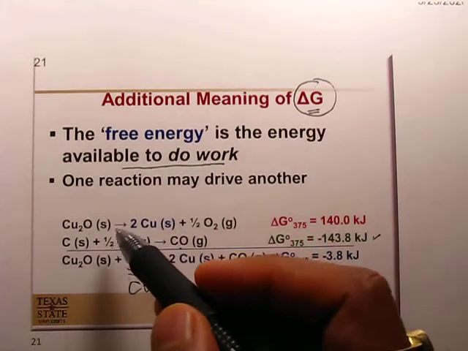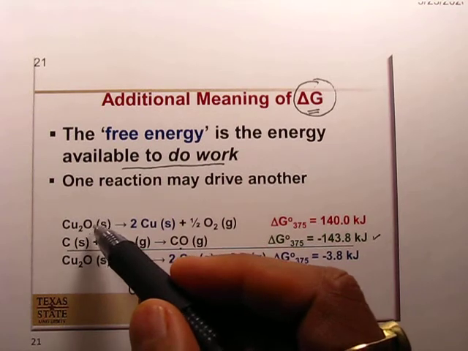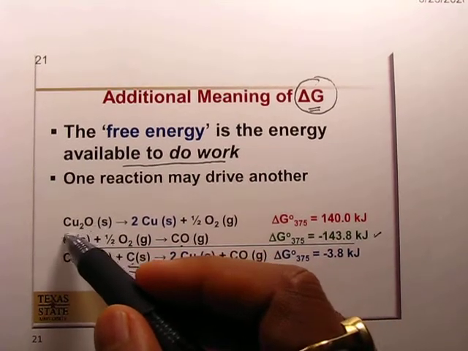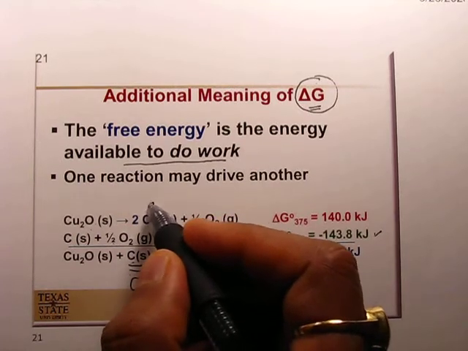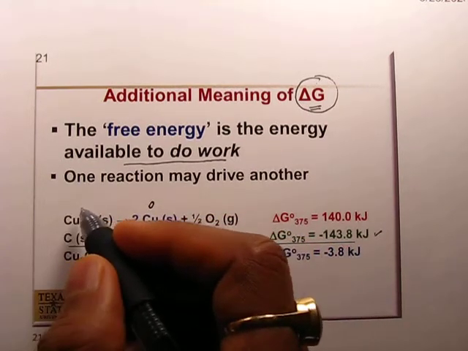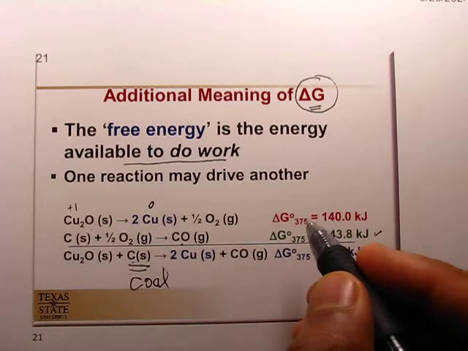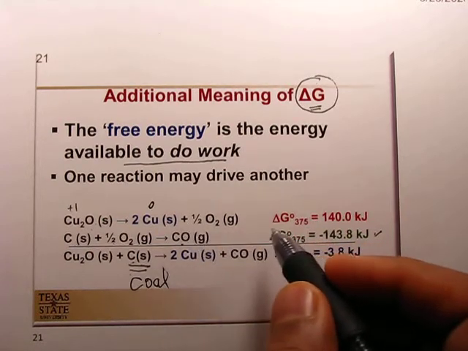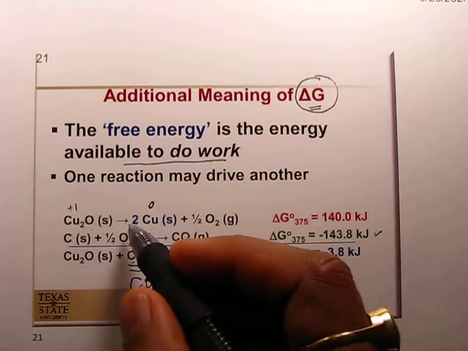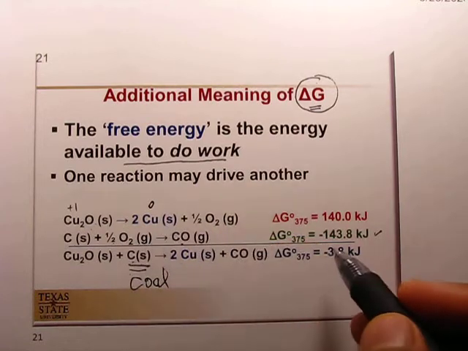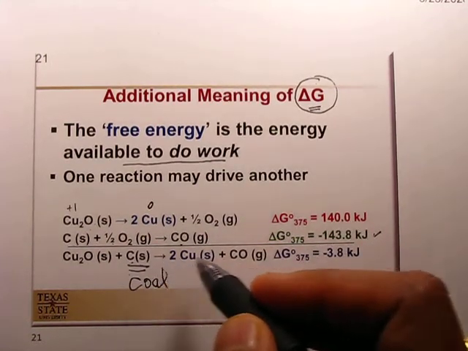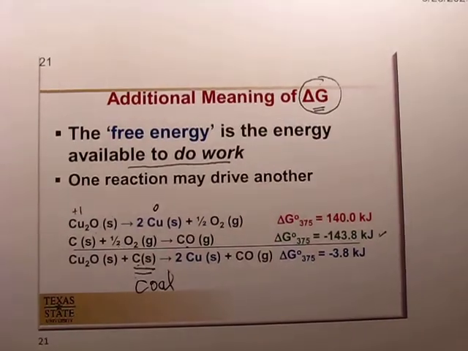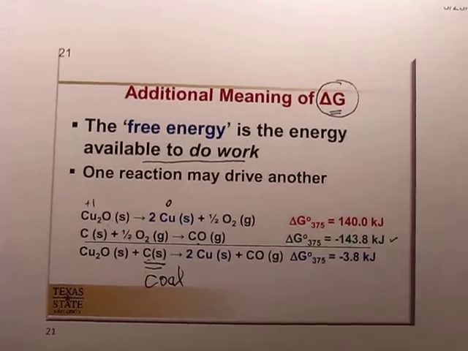And what type of work? We are removing the oxygen from the copper oxide. Basically it's a reduction. Here the oxidation state is 0 and here the oxidation state is +1, so it is going from +1 to 0. So the reduction of copper oxide to copper requires this much energy, and that comes from the burning of the coal. So this is one example of Gibbs free energy.